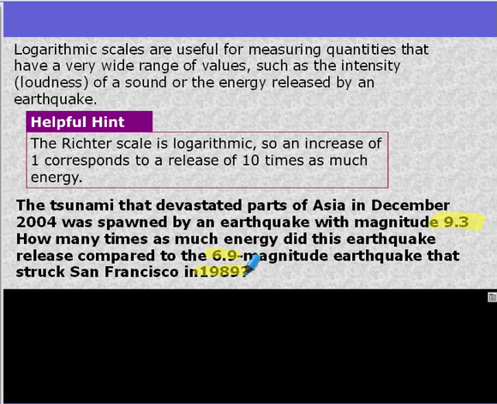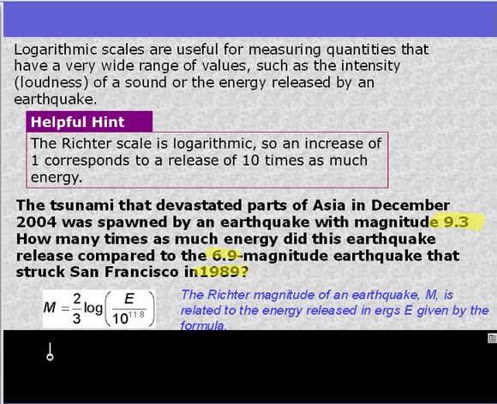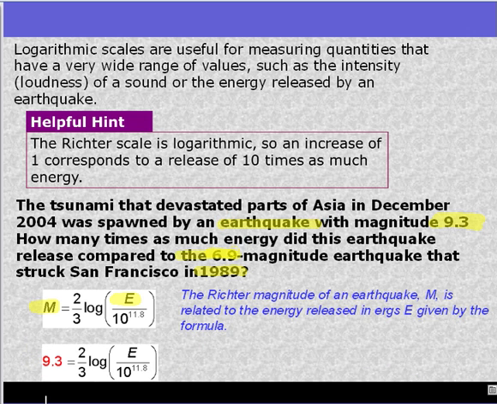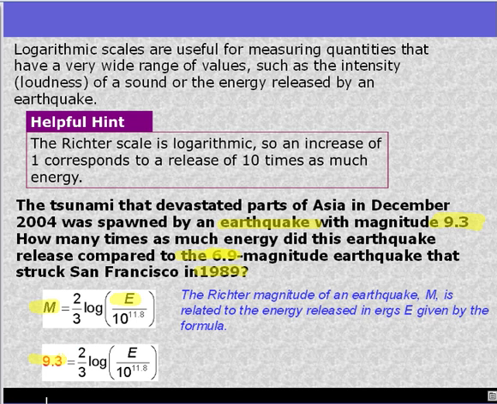To do that, we need to look at how the magnitude relates to the energy. And here's the equation. So this is the magnitude that they give us here. Here's the energy value. So the magnitude is equal to 2/3 times the log of the energy divided by 10 to the 11.8. So we want to figure out the energy for this earthquake and compare it to the energy of this earthquake. So we're going to use this formula. We have the magnitude for the tsunami earthquake, and then we're going to work backwards to solve for E. All right, so first thing, we're going to get rid of the 2/3 by using the reciprocal, multiplying both sides by 3/2.